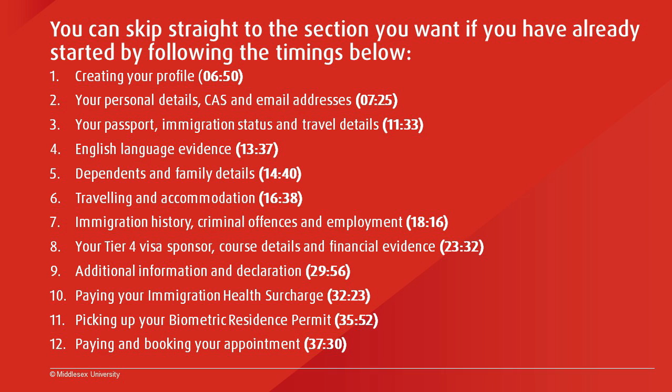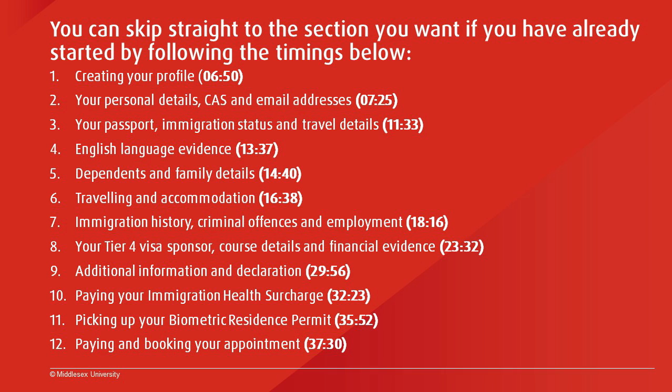Section 3, details of your passport, your current immigration status, and travel details. Section 4, English language evidence. Section 5, dependents and family details. Section 6, details of your travel and your accommodation. Section 7, your immigration history, any criminal offences, and details of employment. Section 8, your Tier 4 sponsor, that's Middlesex University, your course details, and your financial evidence.